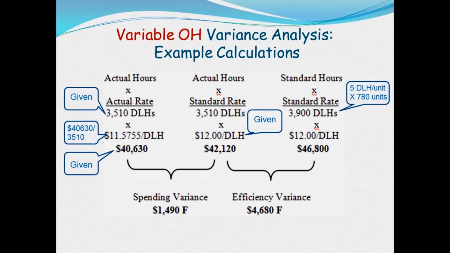Yes, that's okay. It took 3,510 hours for 780 units, which is 4.5 hours per unit, whereas we had projected to spend 5 hours. Right. So where's that potential? 4.5 versus 5. That's where you're getting it right here.